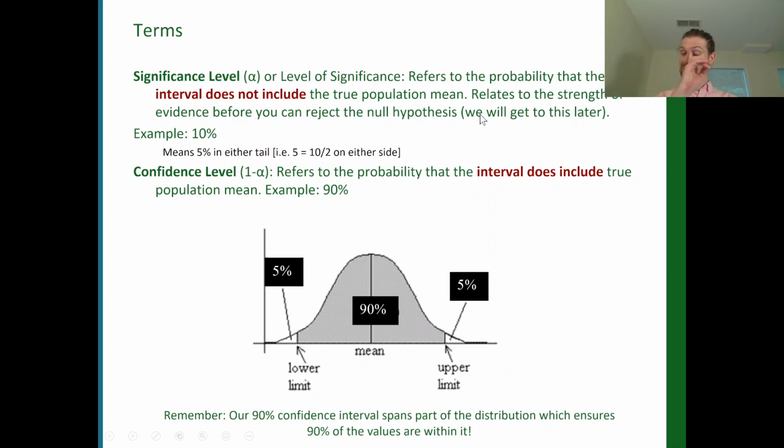So that sounds complicated. Don't worry about it. We're going to get to it at a later stage, within the next few lectures. I'm going to talk more about hypothesis testing. But let's just take, for example, a significance level of 10%. What that's going to mean is that the alpha value is 0.1, when the probability is between 0 and 1.